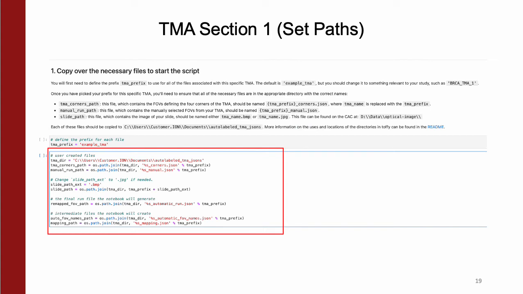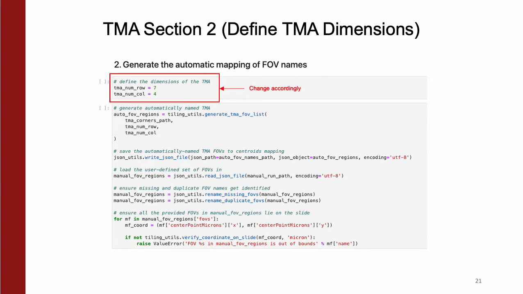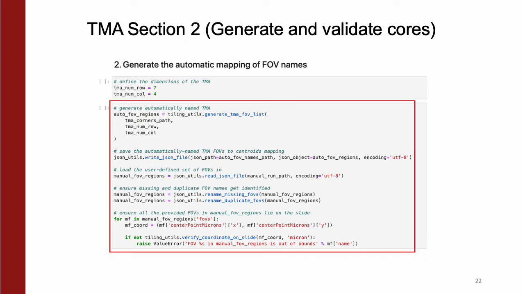Now on to section 2, where you'll generate the FOVs on the TMA grid based on the corner file specification. You'll want to adjust these TMA dimensions accordingly before running it, and then you can run this cell, which runs the generation and validation of the FOVs on your TMA.